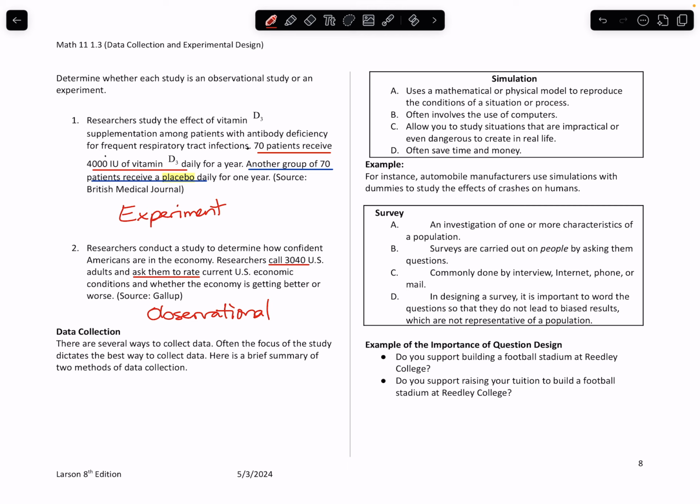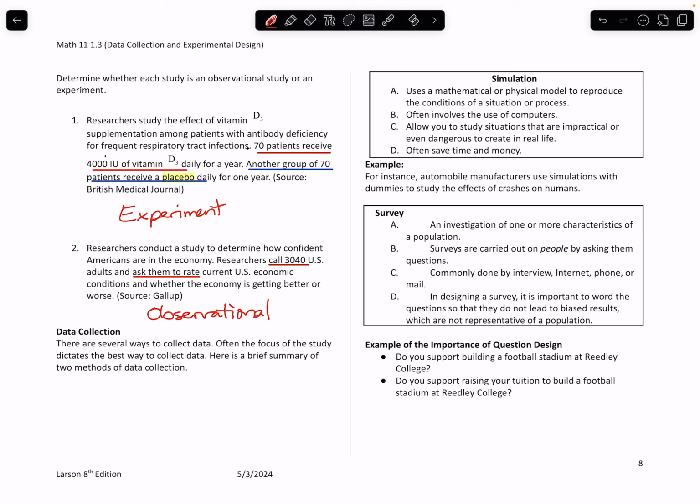Now, data collection. There's several different ways to collect data. Often the focus of the study will dictate the best way to collect the data for that study. And here's a brief summary of 2 different methods. So one is simulation. It uses a mathematical or physical model to reproduce the conditions of a situation or process. Often involves the use of computers, allows you to study situations that are impractical or even maybe dangerous to create in real life, and often saves time and money.